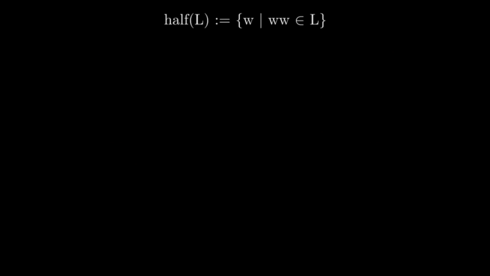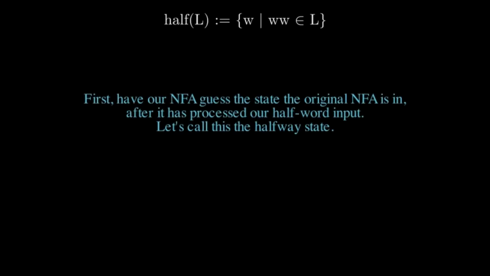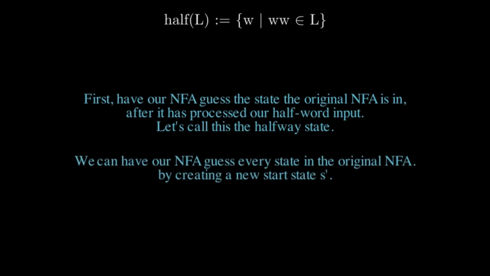Let's write down our strategy so far. First, have our NFA guess the state the original NFA is in after it has processed our half-word input. We can do this by having our NFA guess every state in the original NFA by creating a new start state, S'. If the half-word is valid, we are guaranteed to have one guess that is correct. It's okay if the other guesses are incorrect.